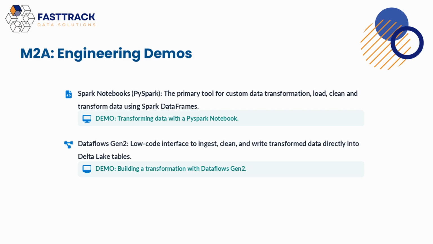For transformation, we primarily use Spark notebooks, PySpark for custom transformation logic, or Dataflow's Gen 2 for a low-code interface to ingest, clean, and write transformed data directly into Delta Lake tables. Let's jump into our demonstration.